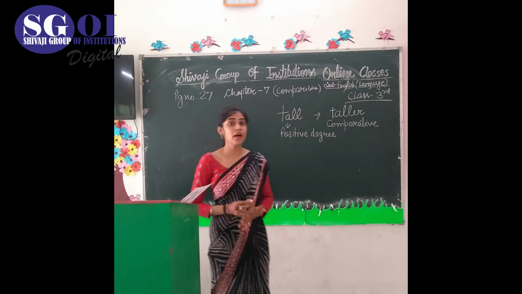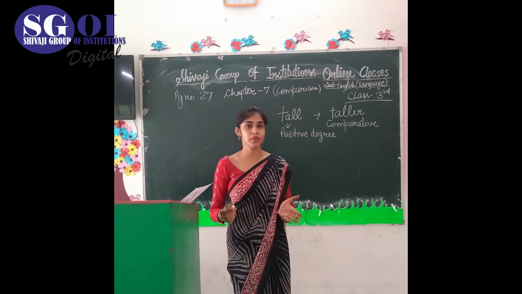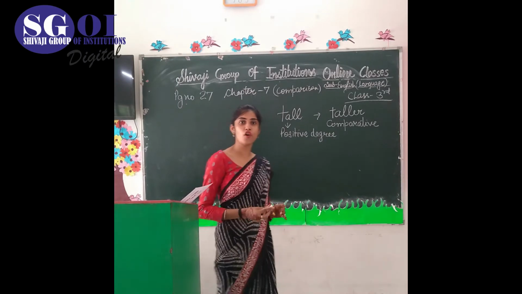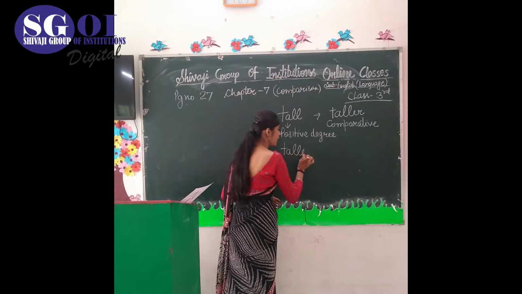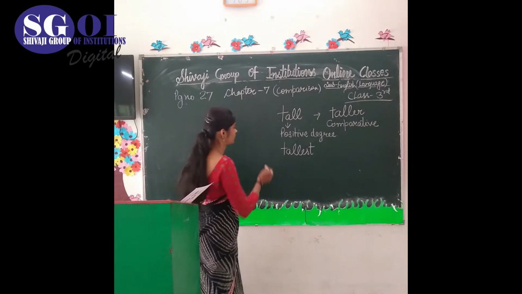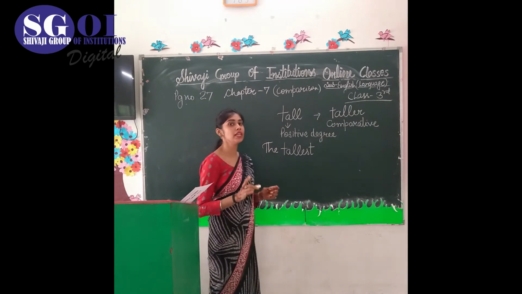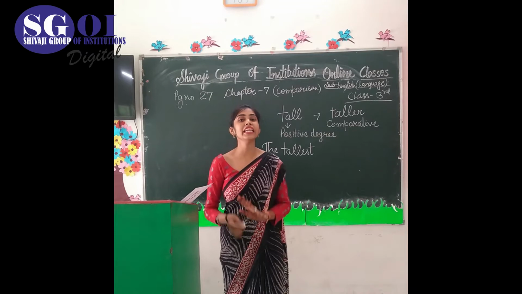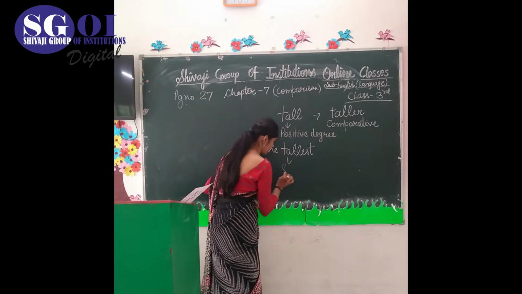When we compare among many persons, that is called the superlative degree, and the form will be tallest. In the superlative degree we always use the before it: the tallest. This is a comparison not between two candidates but between many candidates. Then tallest is used, and that is the superlative degree.